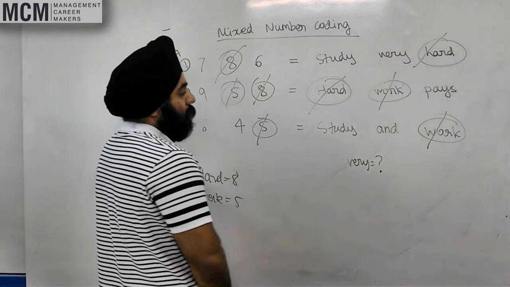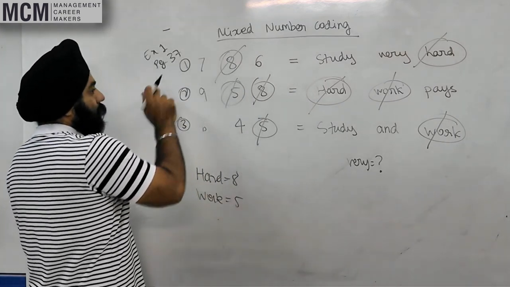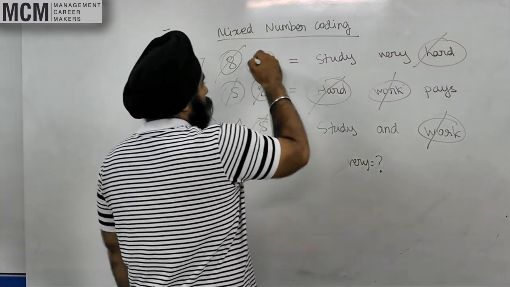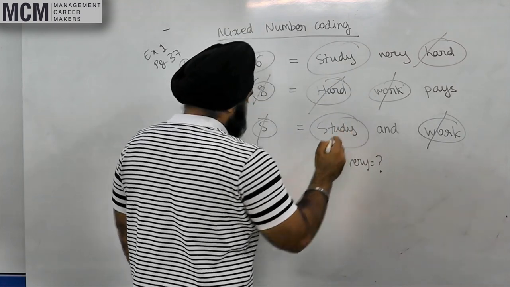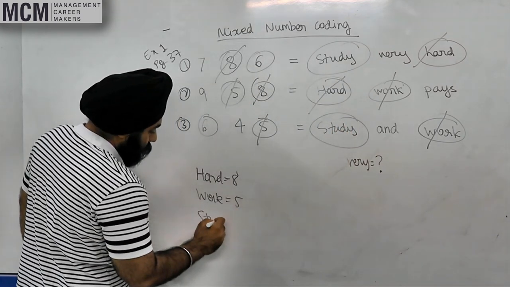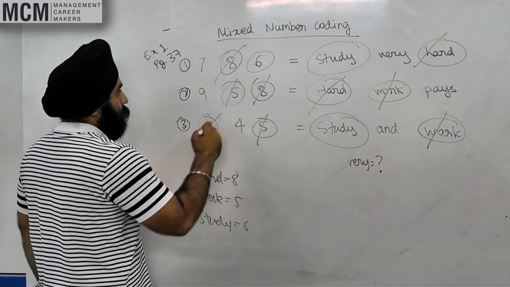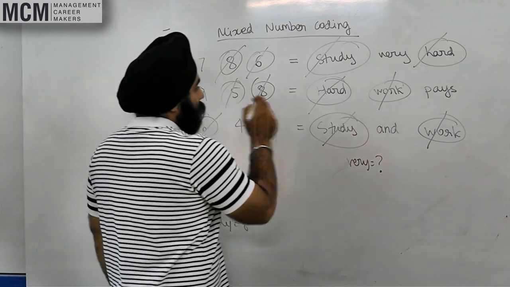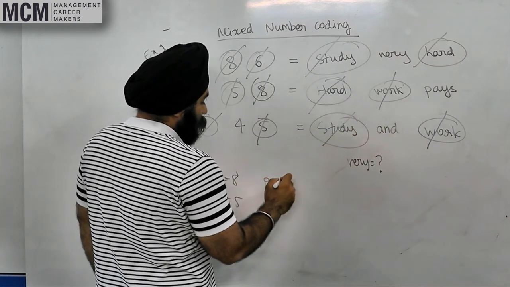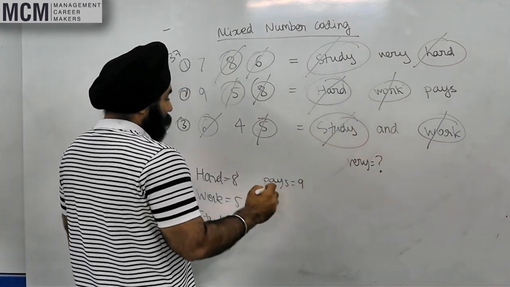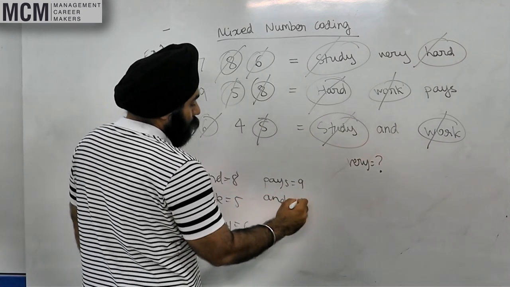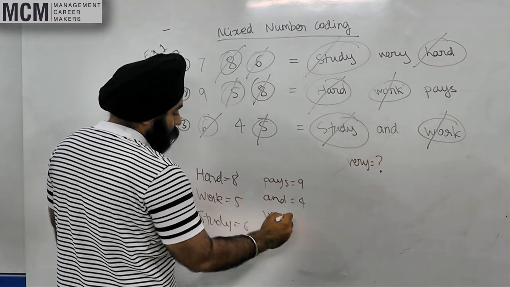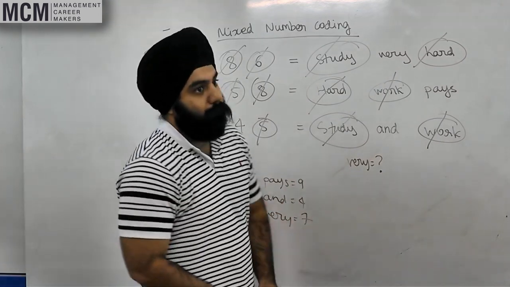What else is left? Let's compare 1 and 3. What is common between 1 and 3? You have 6 over here which is common, and the word study is common. So you know study is equal to 6. Yes or no? Now what is left? 9. A is equal to 9. And is equal to 4. And very, which is what you have to find, is equal to 7.